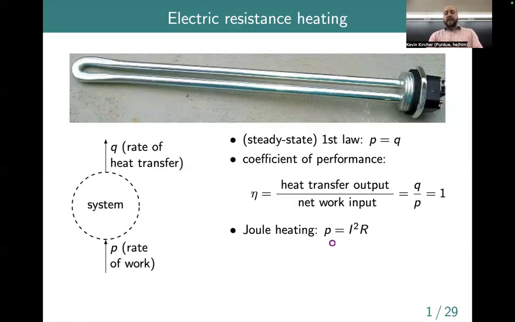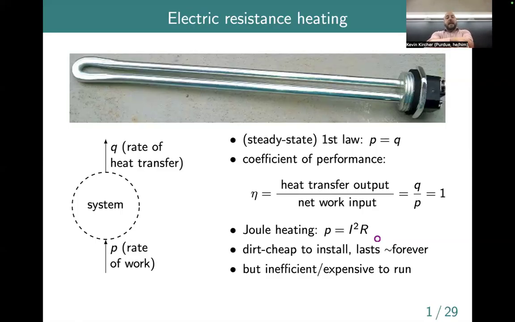And if you want to understand how much current is flowing through or what the resistance of the hunk of metal might be, you can use the formula for Joule heating, which basically relates the heat transfer output to I squared R, where I is the current flowing through the resistor and R is its electrical resistance.